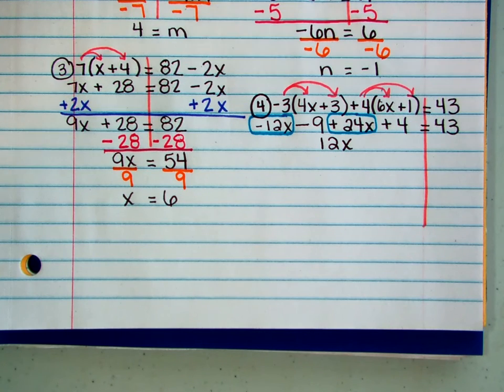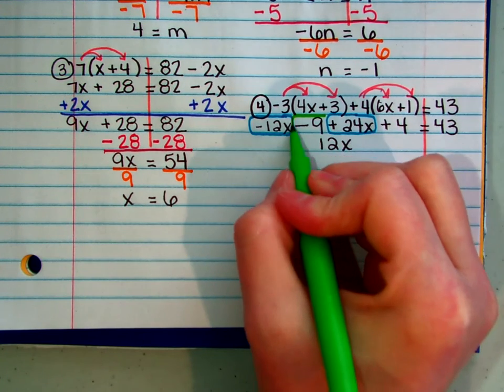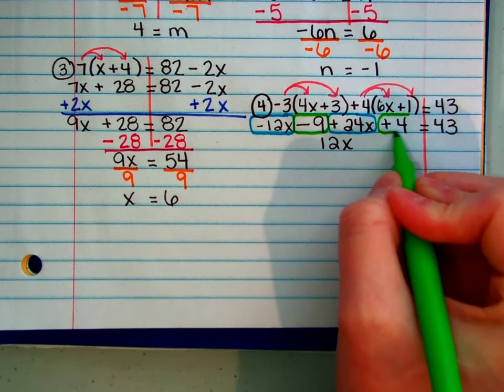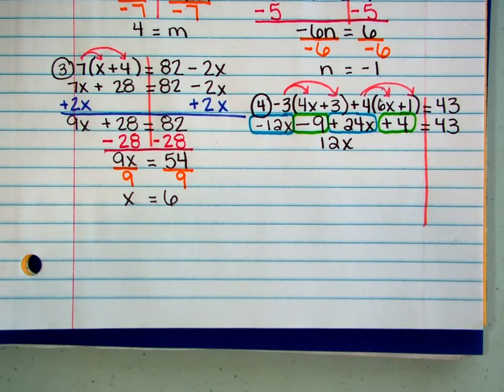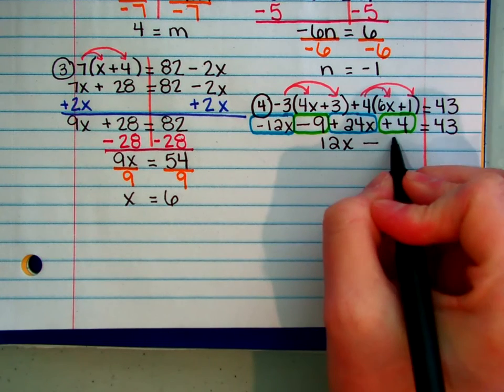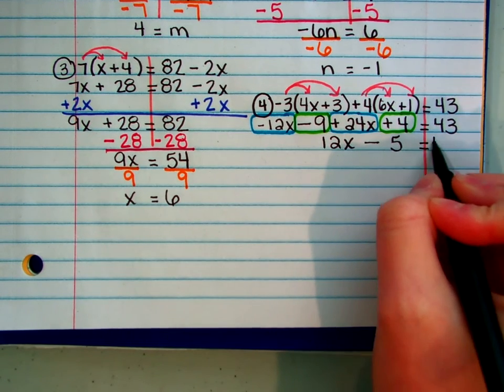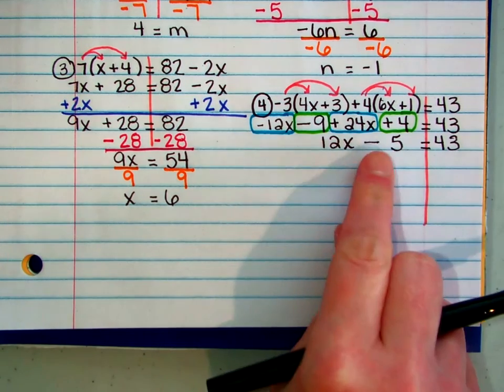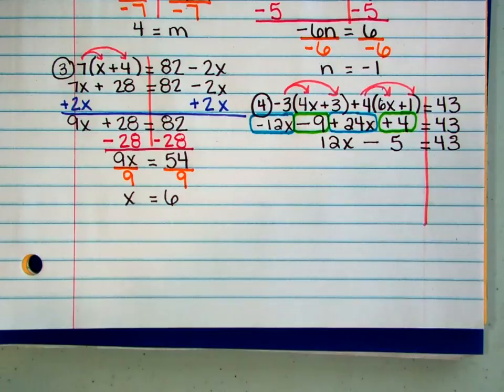And now they're not the only things over there I need to combine. I need to notice I have two constants that need to be combined: -9 and +4. When I combine those, I end up with -5, and I'm going to write it like I did that -9. So 12x minus 5 equals 43. We've got to get ourselves in the mindset that -5 is the same as plus -5.